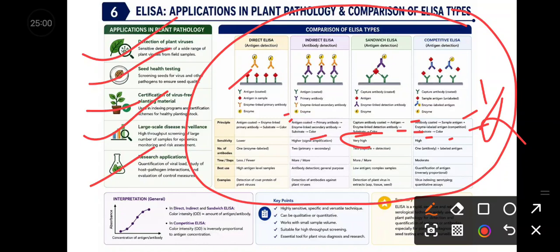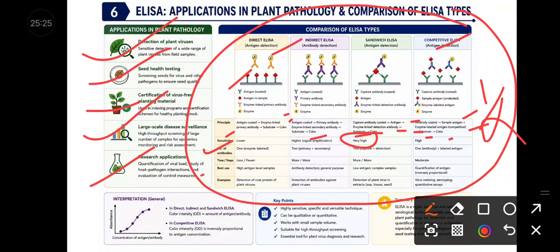About the sensitivity: sensitivity is highest for the sandwich ELISA and lowest for the direct ELISA. Now the number of antibodies used. This is important. In the direct and competitive ELISA, only one antibody is used, whereas in indirect and sandwich ELISA, 2 antibodies are used. Steps are similar.